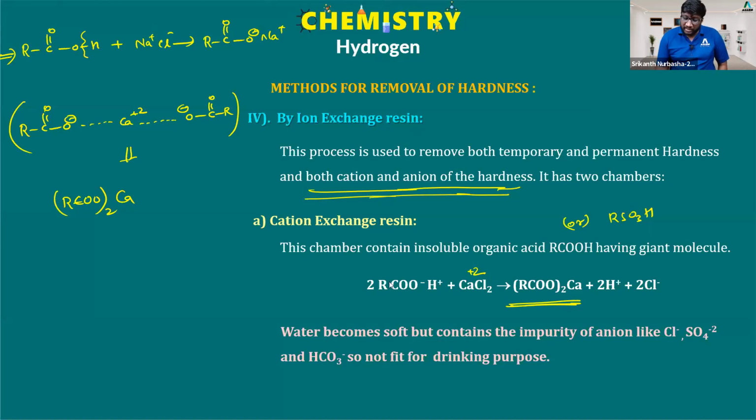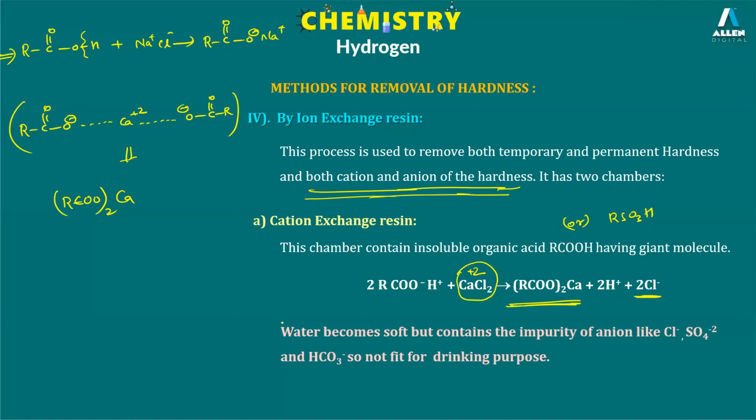But again, can I say this is causing the hardness? The Ca+2 is taken by RCOO-, but Cl- is still in the reaction mixture or not? Yes, sir. So can I say anionic impurities are still present after passing through the cation exchange resin? The cation exchange resin will remove the respective metal ions, but anionic impurities are still present.